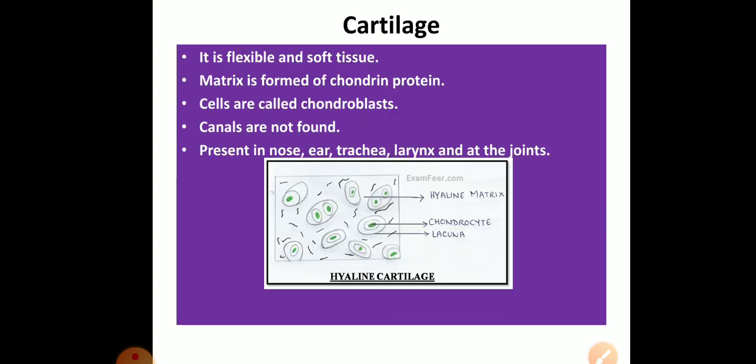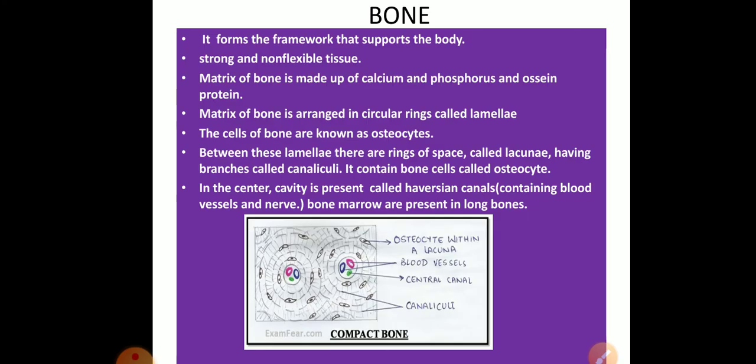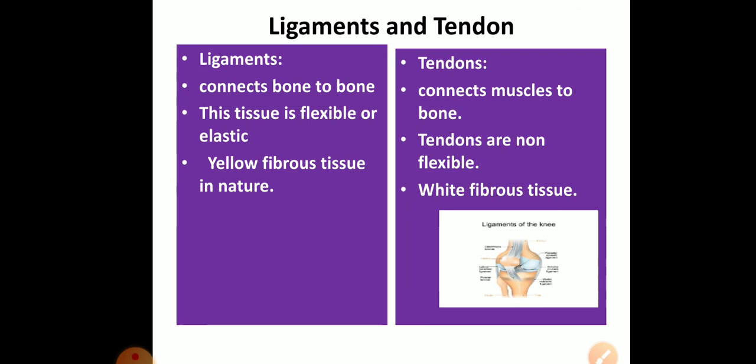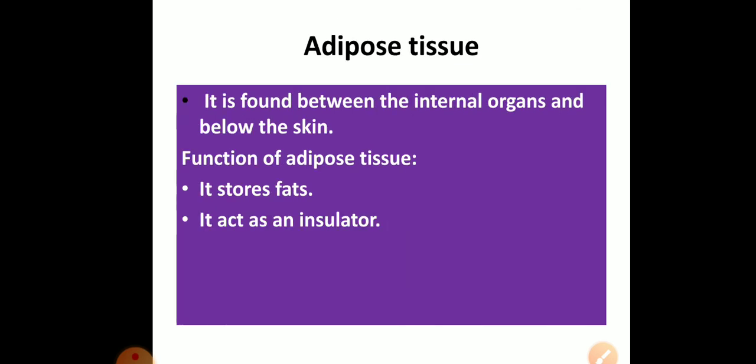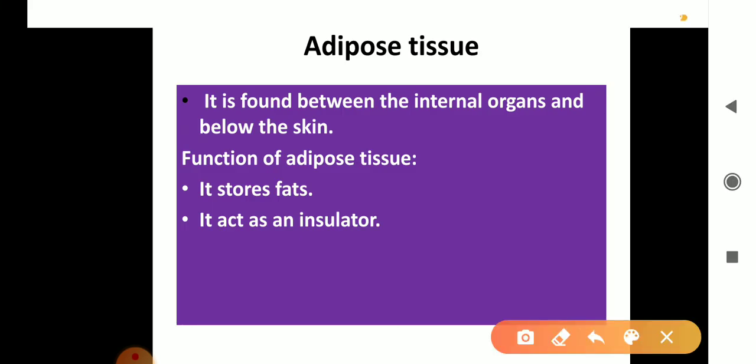Is it okay? Today I told you about the bone, then cartilage, then ligament and tendon, and adipose tissue. Right, now the chapter is finished. And I have already told you about the areolar tissue in the previous video.